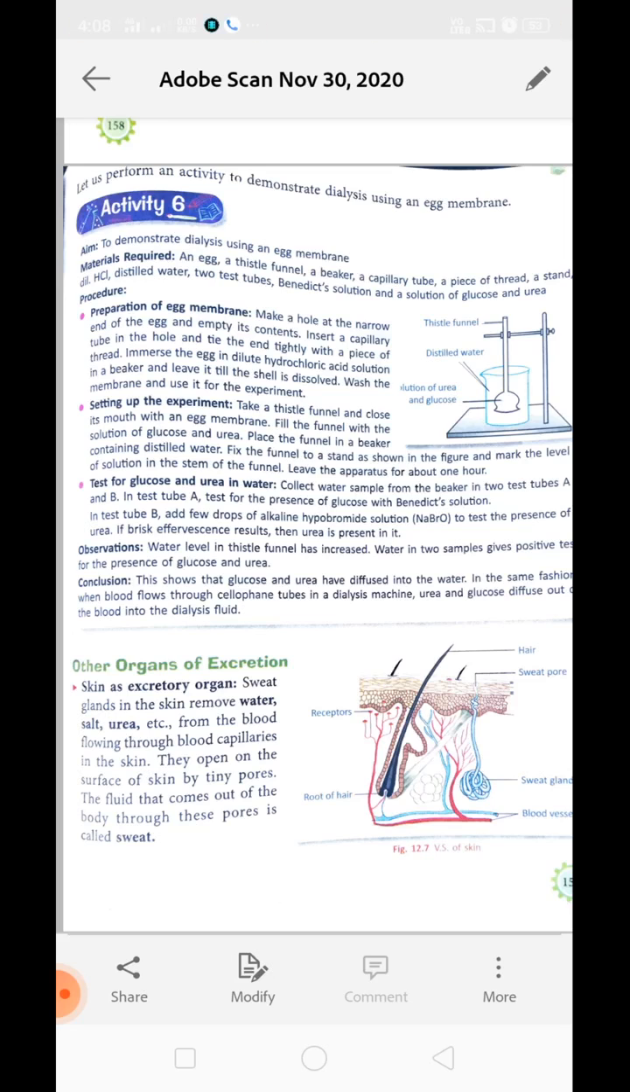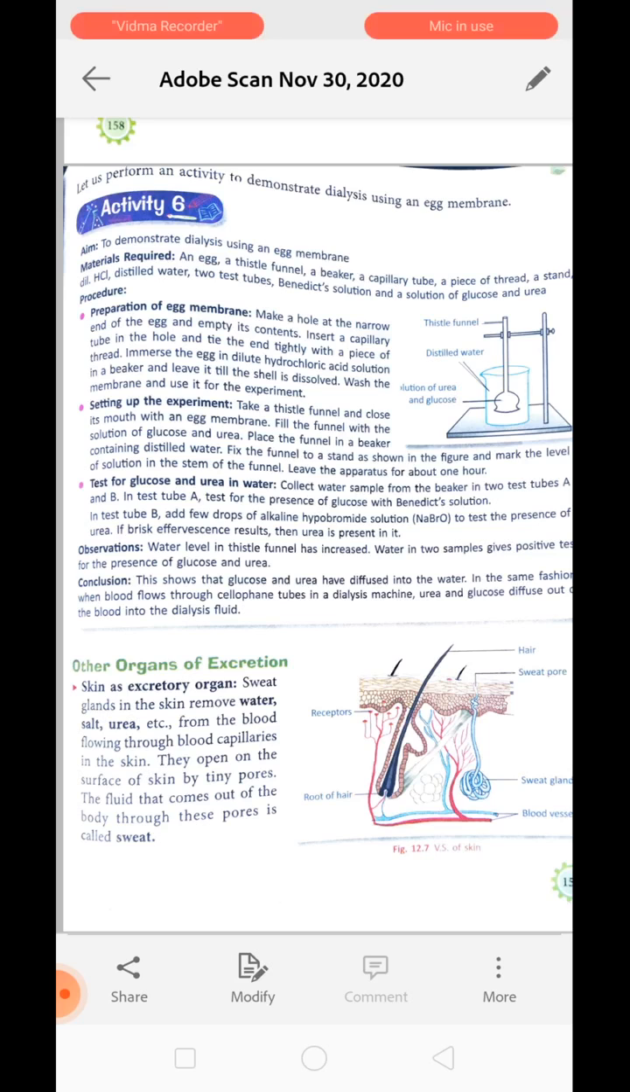Understood? Now immerse the egg in diluted hydrochloric acid solution in a beaker and leave it till the shell dissolves. Wash the membrane and use it for the experiment. Means when we have kept the egg in the acid, the eggshell will get dissolved and the inner thin membrane will remain on the capillary tube.